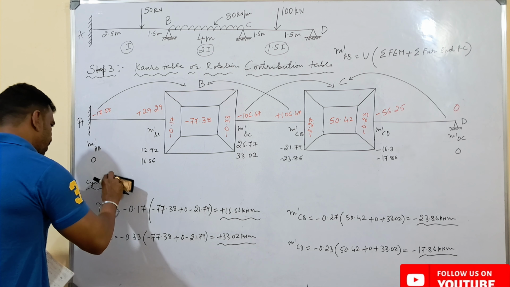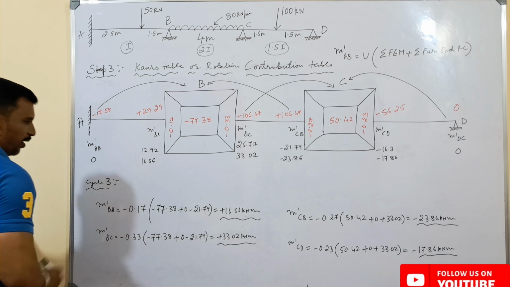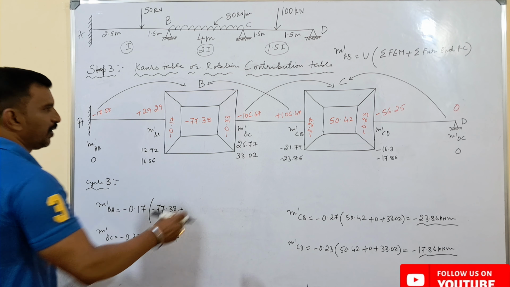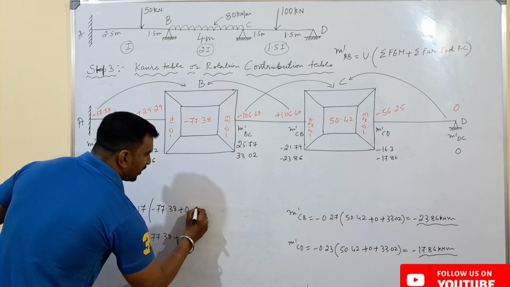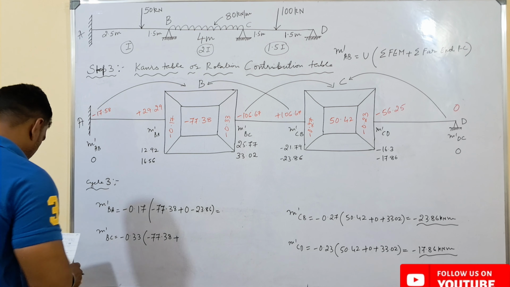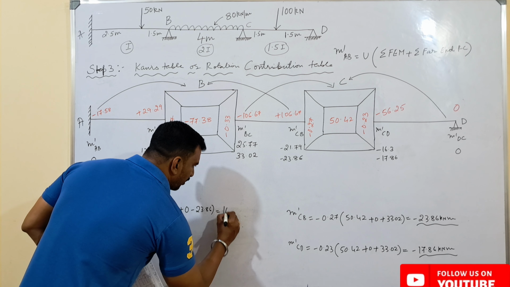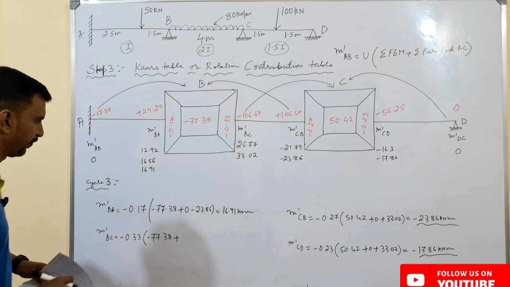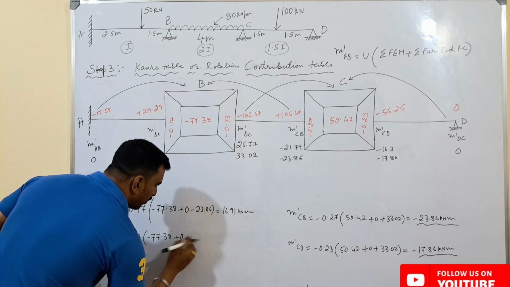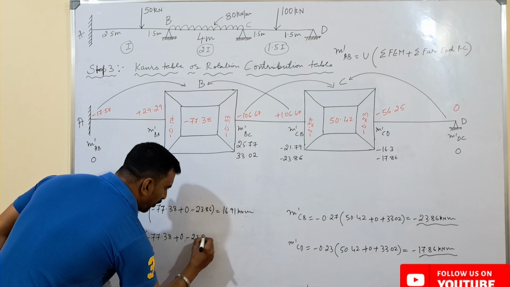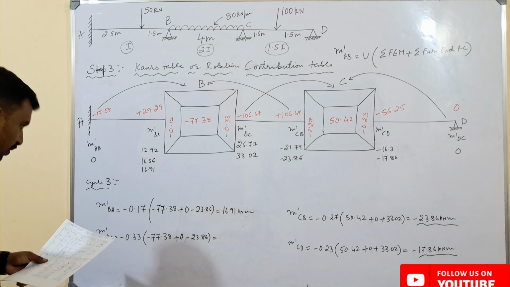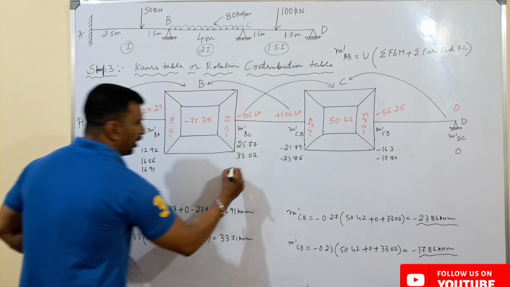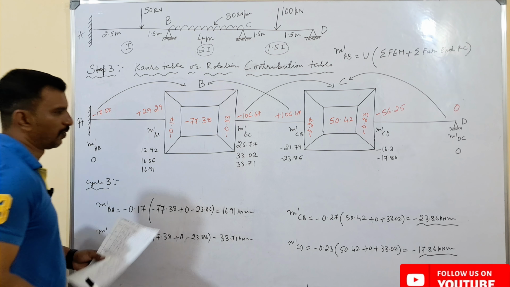So going for the third iteration process, or cycle 3, here everything remains same, only the new iteration value will be taken into consideration. So plus 0 minus 23.86, which will be equal to 16.91 kilonewton meter. So this value we take here, 16.91. Similarly, plus 0 minus 23.86, which will be equal to plus 33.71 kilonewton meter. So this value, 33.71.